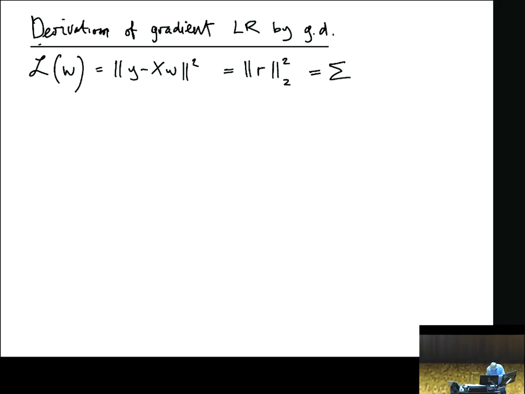Again, some of you may think I'm wasting your time because this is redundant, but just to make it absolutely clear what's going on, expanding this out into the sum form, we have all the yi's, and then we have w transpose xi, and this is squared.